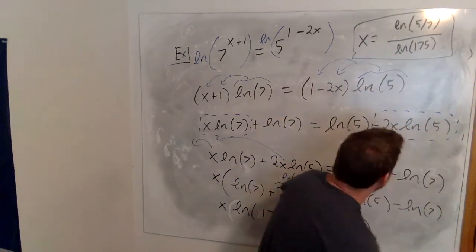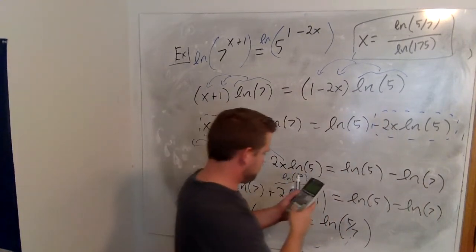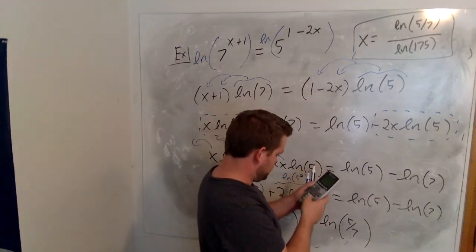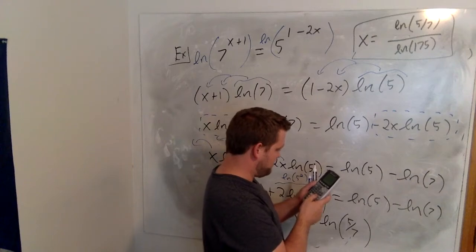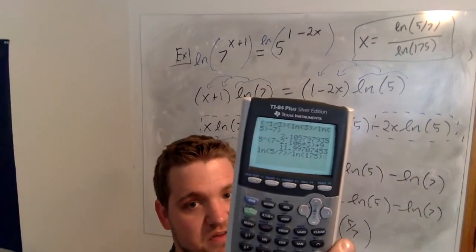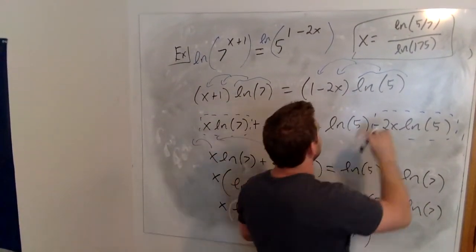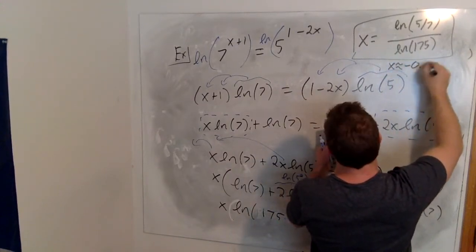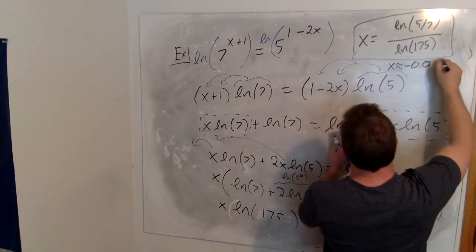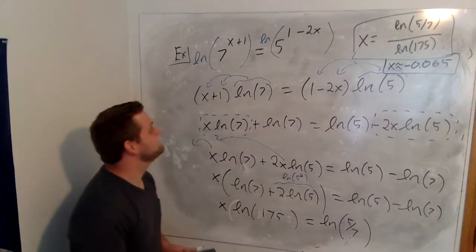But let's go ahead and find the approximate answer. Grab my calculator right here. Okay, so what is it? So we have the natural log of 5/7 divided by the natural log of 175. So if you want to see, this is what I've typed into my calculator. Okay, let's go ahead and enter. So we have that x is approximately equal to negative 0.065 if we're rounding to 3 decimal places. So this is the approximate answer. Beautiful. Okay.